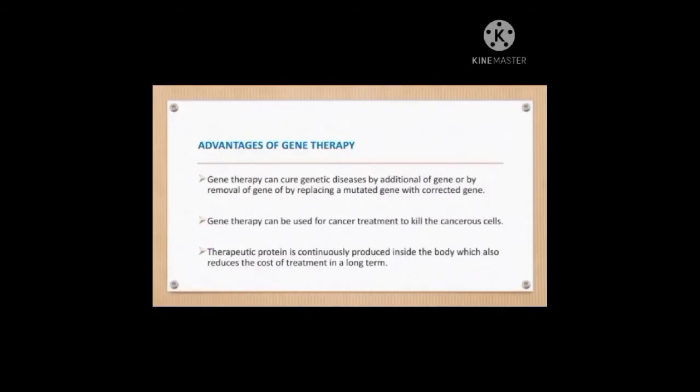Continuation of the gene therapy. So, these are some advantages of gene therapy. Gene therapy can cure genetic diseases by addition of a gene, by removal of a gene, or by replacing a mutated gene with a corrected gene. The second is that gene therapy can be used for cancer treatment to kill the cancerous cells. And the third is that the therapeutic protein is continuously produced inside the body, which also reduces the cost of treatment in the long term.